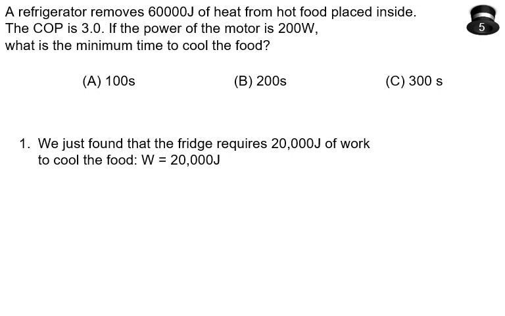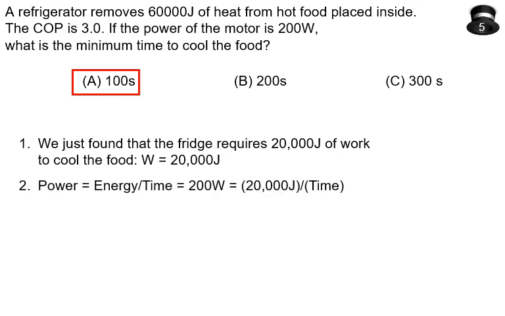Recall that we found that the work to cool the food is 20,000 joules. So using that, we can figure out that it's going to take 100 seconds to cool this food. That's because power is energy divided by time. That's what I meant when I said you're not allowed to forget anything. Power is just defined as our energy over time. It's 200 watts. We determined that the work you have to put into this fridge to do this cooling is 20,000 joules. So we can solve for the time, and it's going to take 100 seconds to cool this food, which is not too shabby.